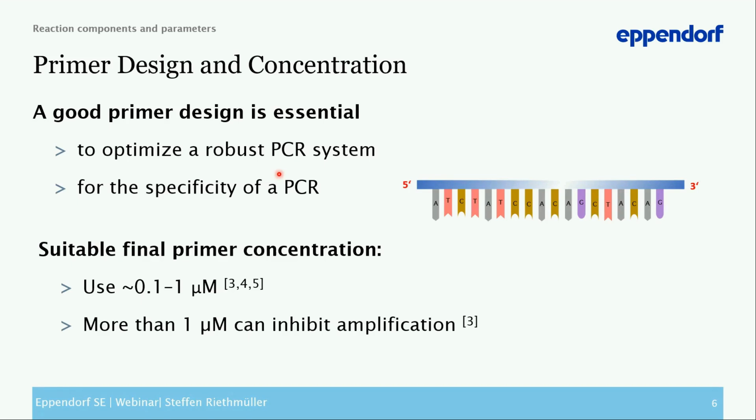Primers, of course, are very important, so a good primer design is essential. It's very important for a robust PCR system and, of course, for the specificity of your PCR. Here, I would recommend to use a final primer concentration ranging from 0.1 to 1 micromolar. If you use more, this could also inhibit the amplification.